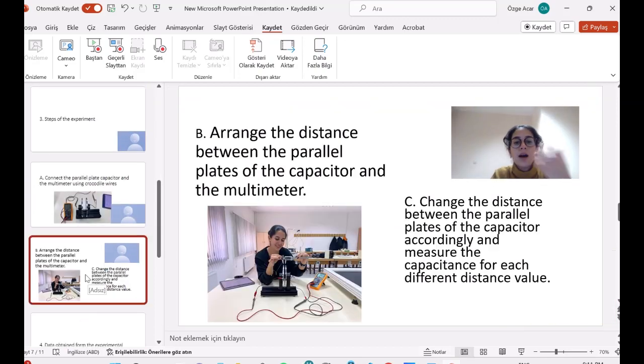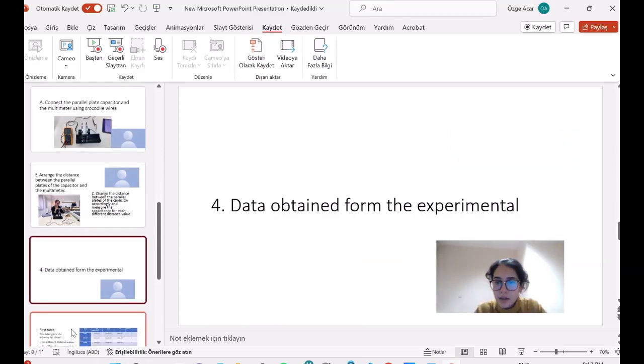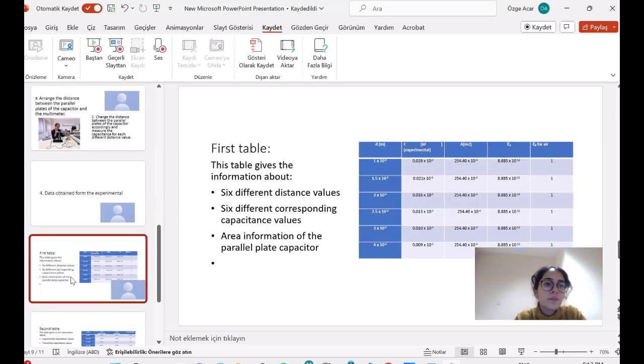Okay, and then I arranged the distance between the parallel plates of my capacitor and I arranged the multimeter. Then I changed the distance between the parallel plates of the capacitor accordingly and I measured the capacitance for each different distance value. And here I'll show you the data that I obtained from this experiment.